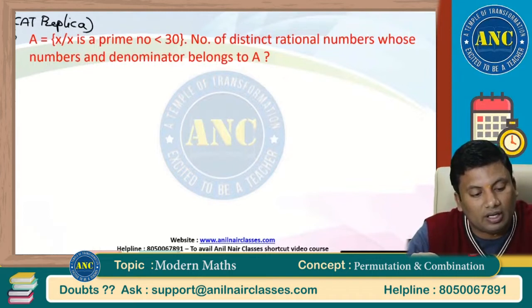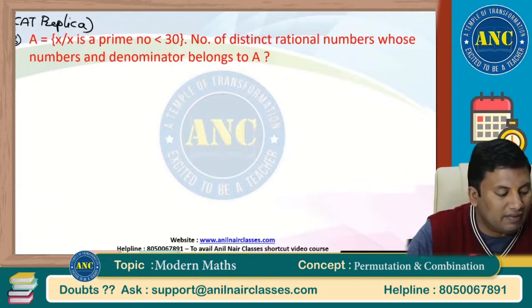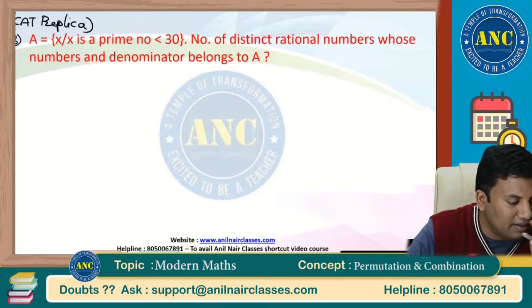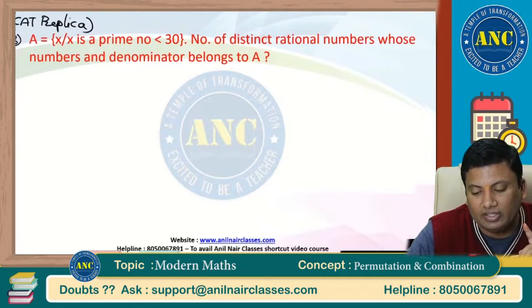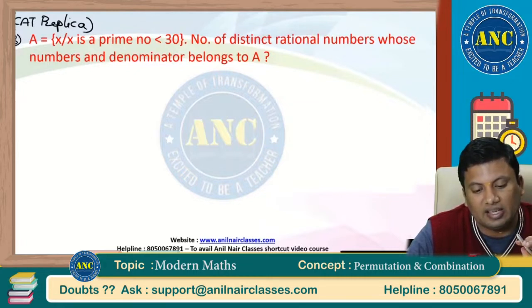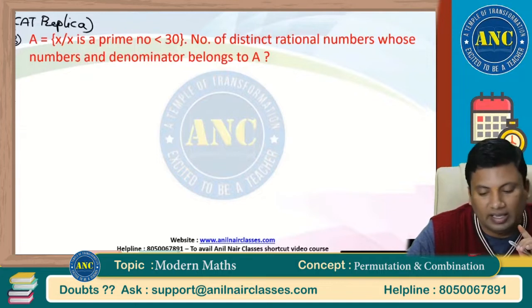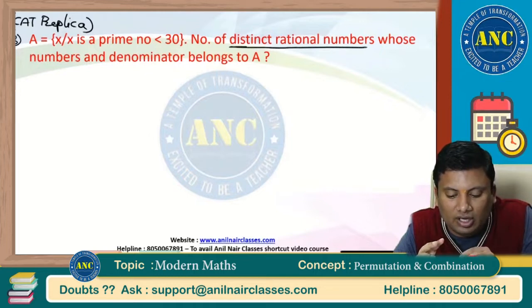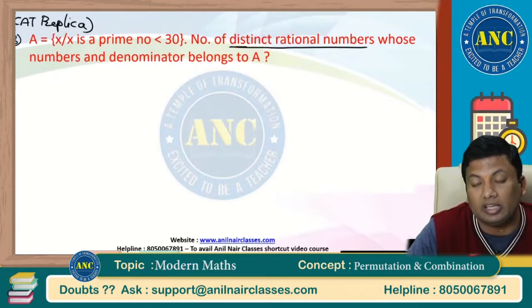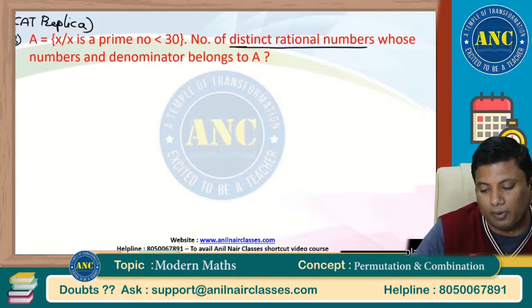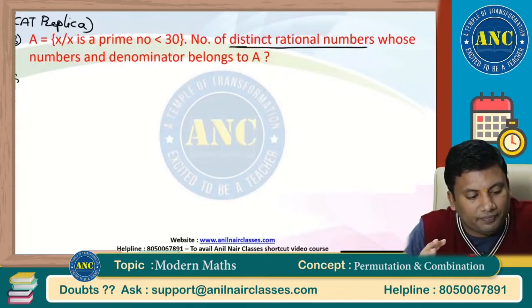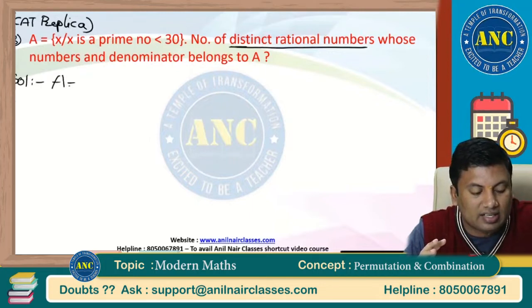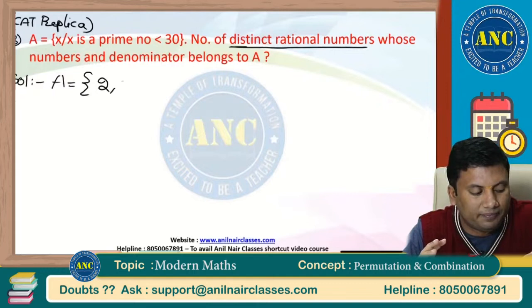Question number 3. A is such that X is a prime number less than 30. Number of distinct rational numbers. Everybody please reply if this idea is clear, because today's class is a little tricky. Whenever you are solving permutation and combination, underline the important keywords. If you miss reading the question properly, you will get more cases.